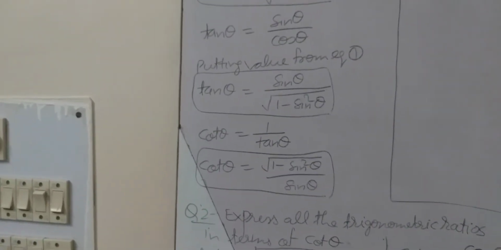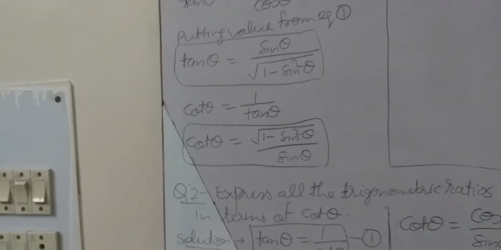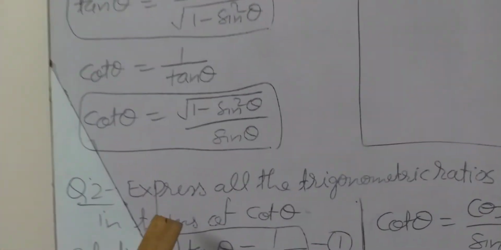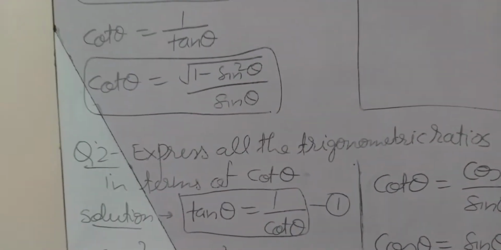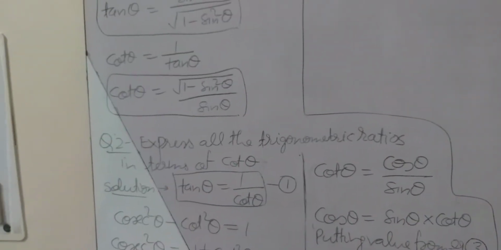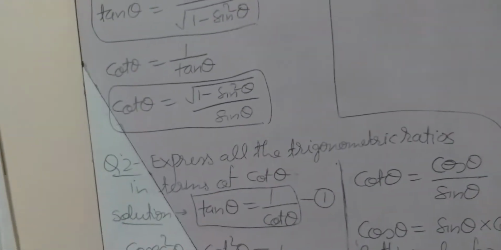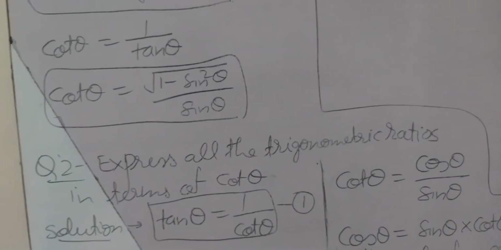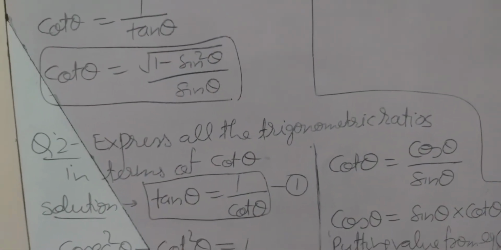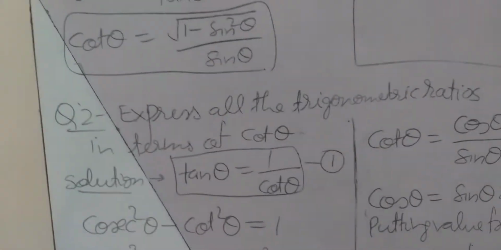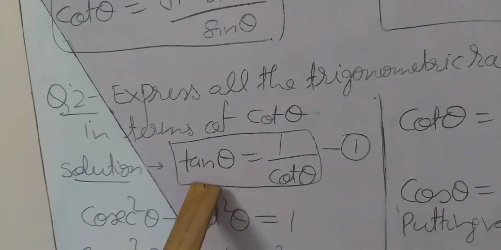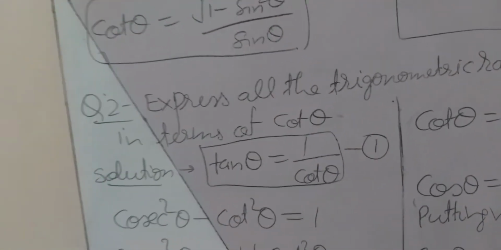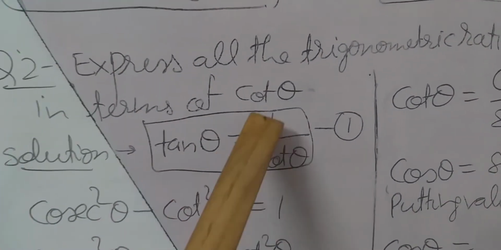Okay student, let us solve one more question. Express all the trigonometric ratios in terms of cot theta. Now students, we have to change 5 trigonometric ratios: sine, cos, tan, cosec and sec in terms of cot. So you know students, we can easily change tan theta into cot because tan is the reciprocal of cot. So tan theta equals 1 upon cot theta.